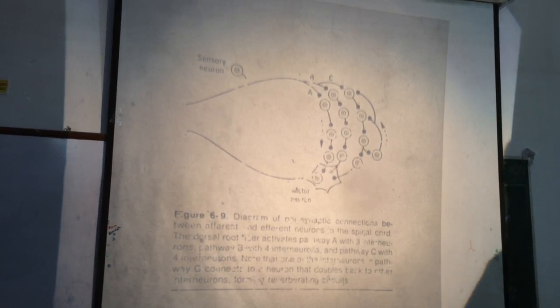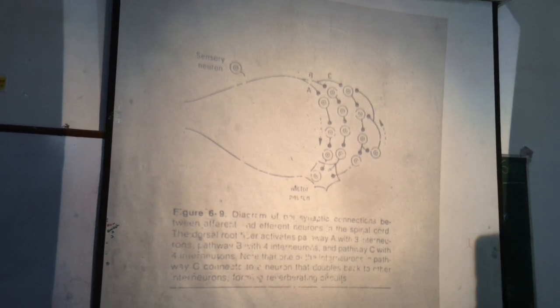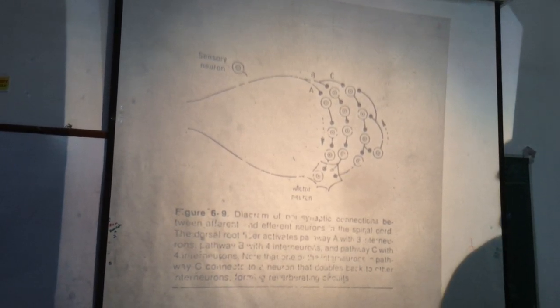The next property of reflex action is irradiation. And that is the spread of excitation from the motor neurons of one muscle to the motor neurons of other muscles.